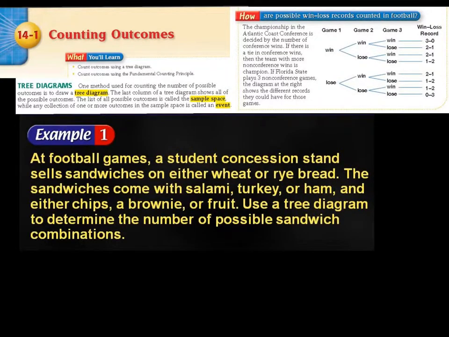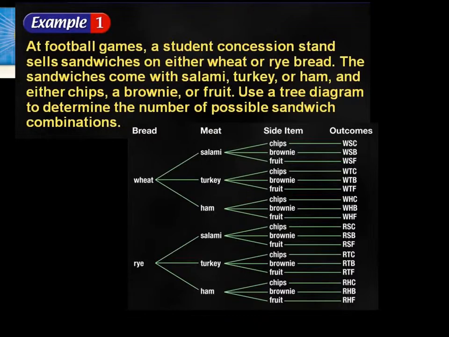At football games, a student concession stand sells sandwiches on either white or rye bread. Wheat or rye. They like spicy stuff. The sandwiches come in salami, turkey, or ham, with either chips or brownie or fruit. Use a tree diagram to determine the number of possible sandwich outcomes. There are a lot of outcomes.